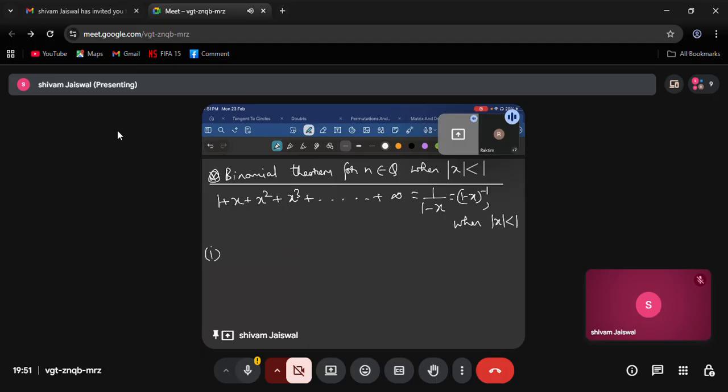So everyone, there is some basic expansion, that is 1 plus x whole to the power n. This will be equal to 1 plus nx plus n into n minus 1 by 2 factorial into x square plus n into n minus 1 into n minus 2 by 3 factorial into x cubed plus up to infinity. Number 2.